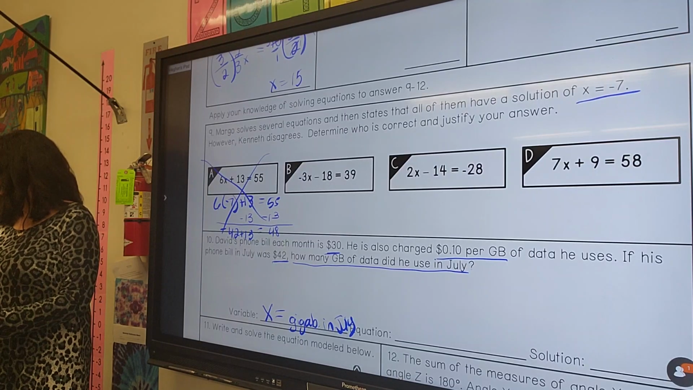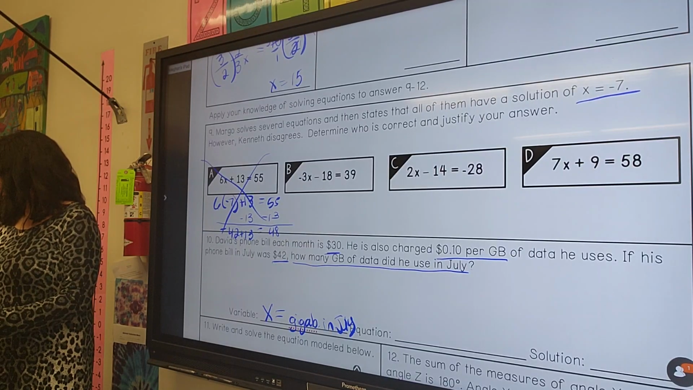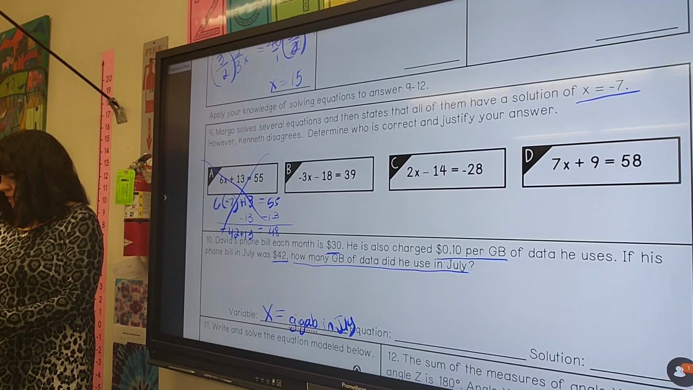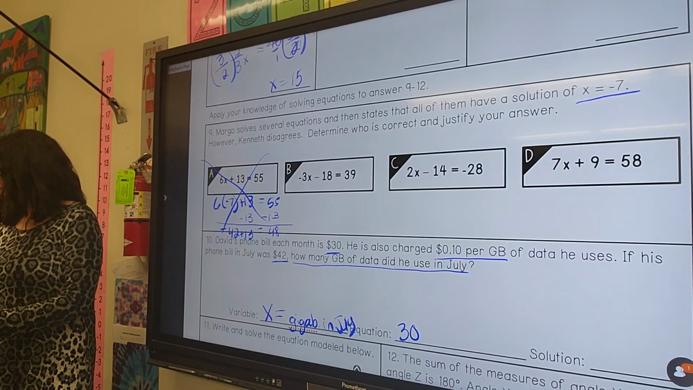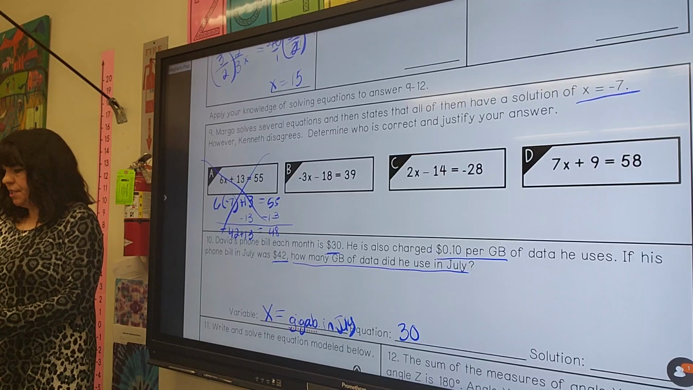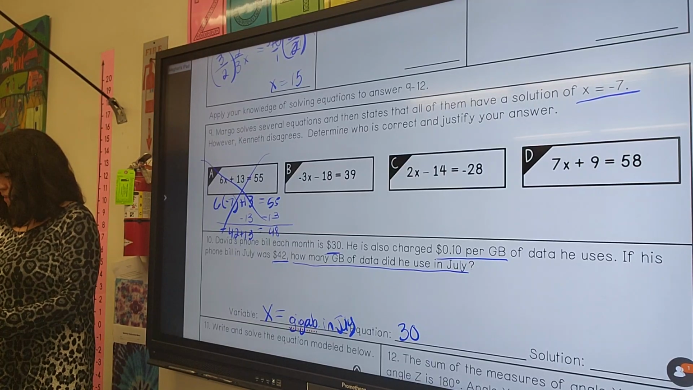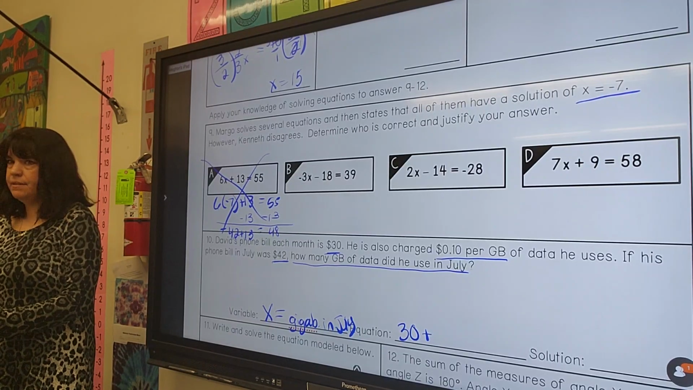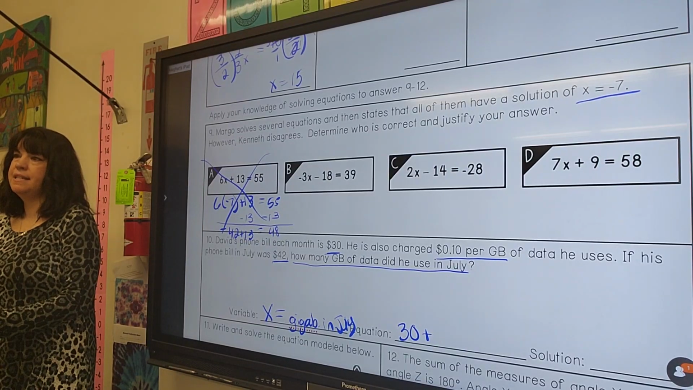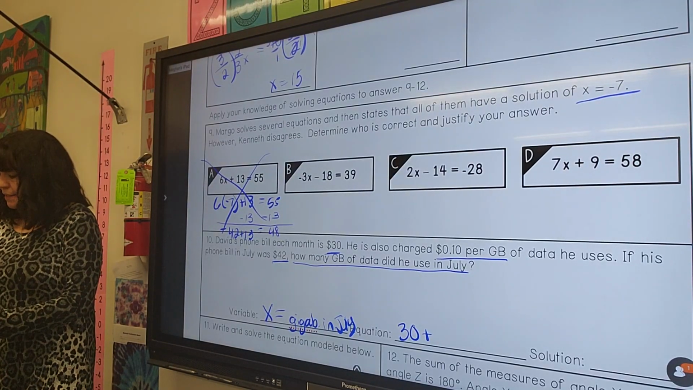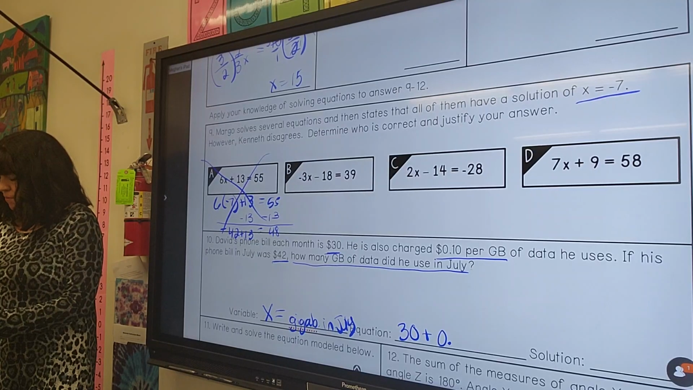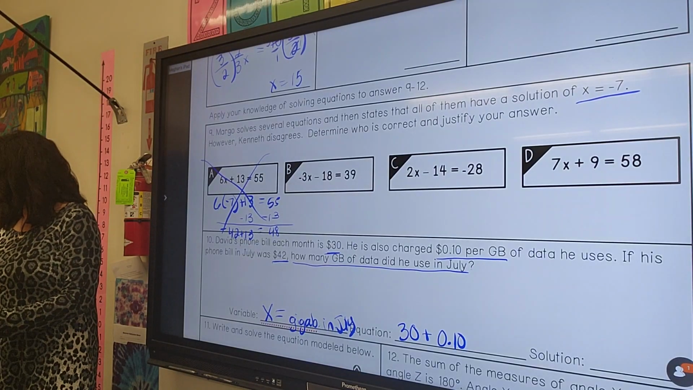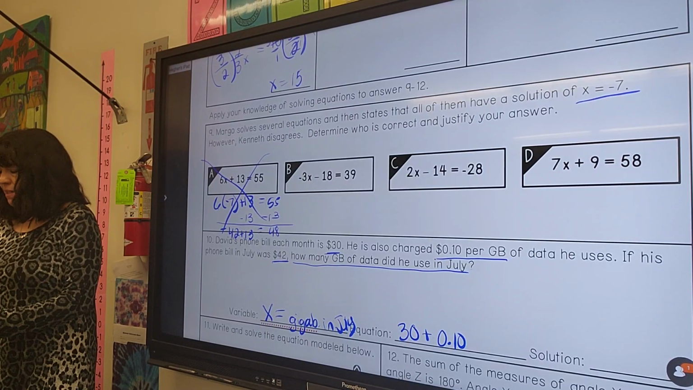So let's write an equation for this now. The phone bill each month is $30. He is charged 10 cents. How would I write 10 cents as a number? 0.10, good. So 0.10 per gigabyte. Where X represents our gigabytes, we're going to multiply 0.10 by X.